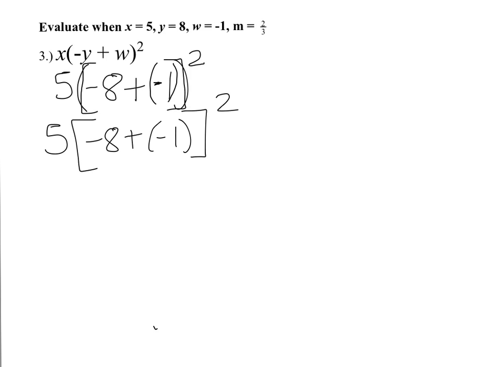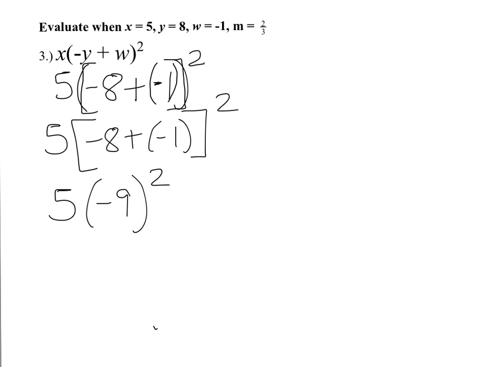So now in this case, you have to do what's inside the parentheses first. So we're going to do negative 8 plus negative 1, which is negative 9. Now in this case, the parentheses can't go away. The reason the parentheses can't go away is because you have this little exponent up here. So what I have is 5 times negative 9 squared.